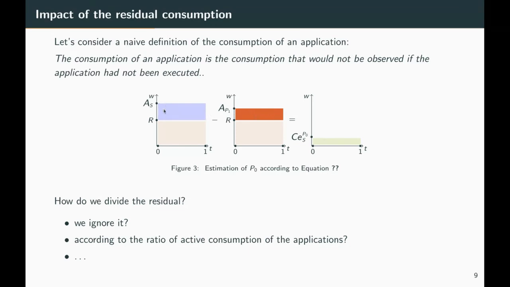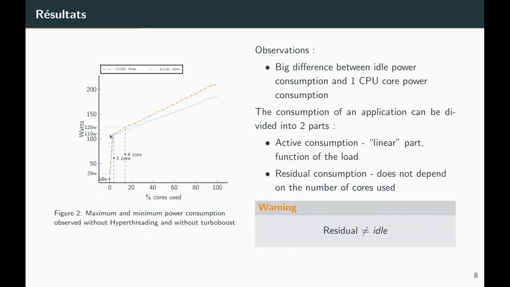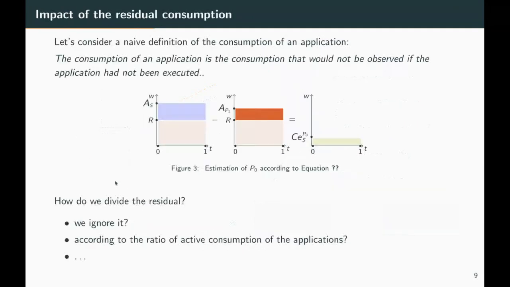So the first issue that we can have is how can we split this energy consumption among the different processes? Should we just ignore this part? It's like the same issue with the idle energy consumption. Should we ignore this part? Should we give it depending on how much dynamic activity your application is doing?